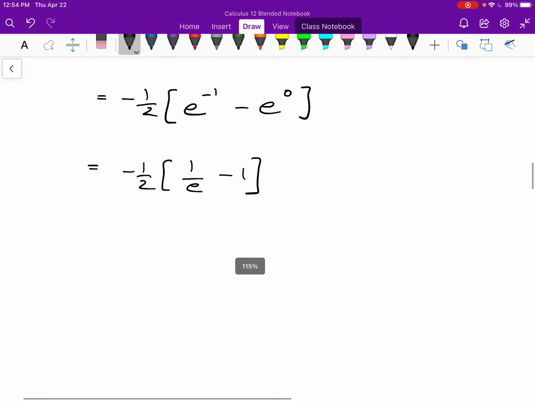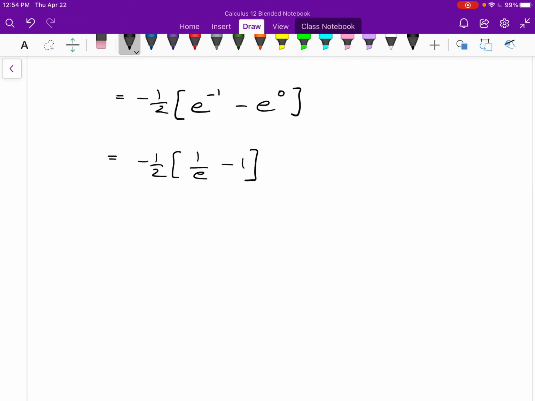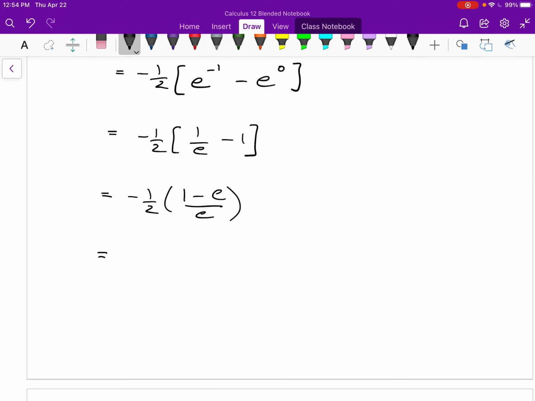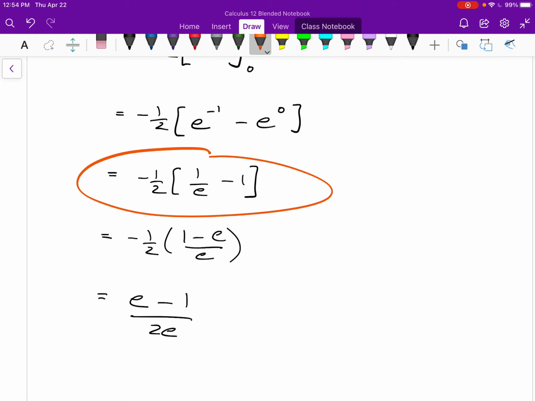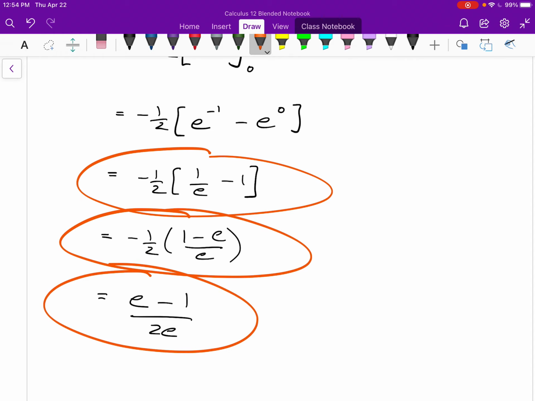That's it as well. You know, it's not hard for me to find a common denominator inside the brackets, and then put it all together as one expression, one fraction, I should say. And if you do that, you get e minus 1 over 2e. But again, all of these are great. Although I kind of like the last one the best, but I don't really care.